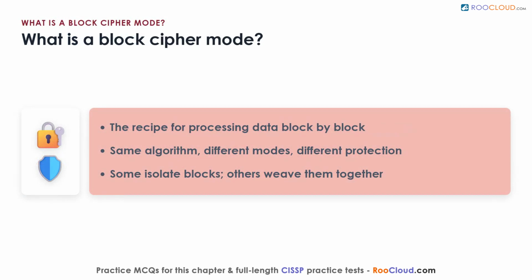What is a block cipher mode of operation? It is the recipe for how a cipher processes data block after block. The same core algorithm can be run in different modes, and each mode changes how much protection you actually get. Some modes simply encrypt each chunk in isolation, while others weave chunks together so patterns cannot show through. Think of laying bricks. The bricks are the same, but the pattern you lay them in decides whether the wall is solid or full of obvious seams.